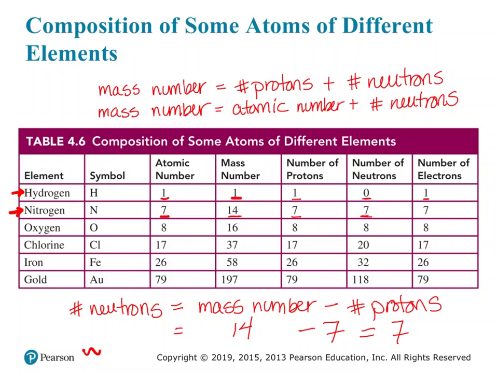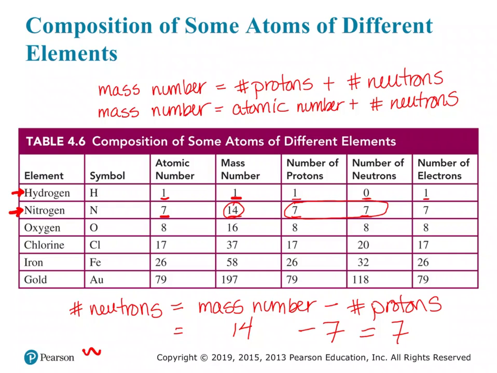We have 7 neutrons. And remember, protons have a mass of 1 atomic mass unit, and neutrons also have a mass of 1 atomic mass unit. So if we add the number of protons and the number of neutrons together, and each one is worth 1 atomic mass unit, that gives us a mass number of 14. So it all kind of ties together.